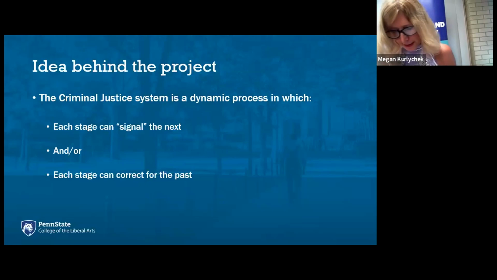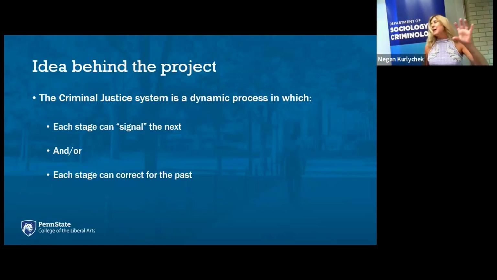Okay. So basically, what this says is you can inform and move forward, but you can also correct and move backwards. And this is often referred to as the hydraulic nature of the system. John Hagan talked about this as far back as 1974, and called for more research to look at this process and how it worked between the decision-making points, and not just at one decision-making point.